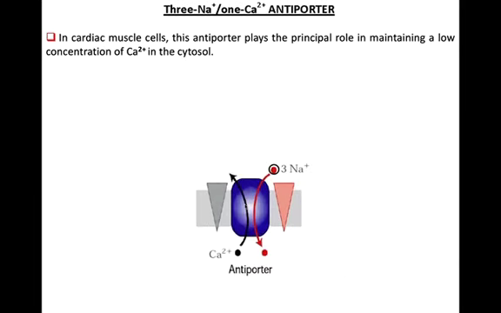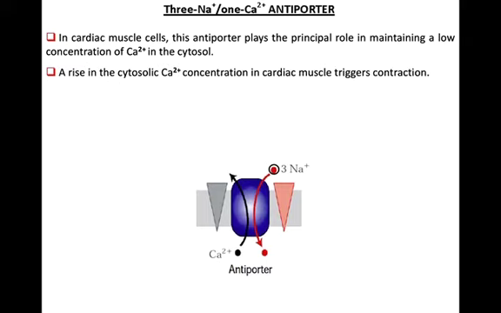To have more understanding, for the three sodium, one calcium antiporter in cardiac muscle, this antiporter plays a principal role in maintaining a low concentration of calcium in the cytosol. Keep in mind that the concentration of calcium in the cytosol is very important to be regulated. Calcium is a very important ion that triggers a lot of signaling pathways inside the cytoplasm. So it has to be tightly regulated.